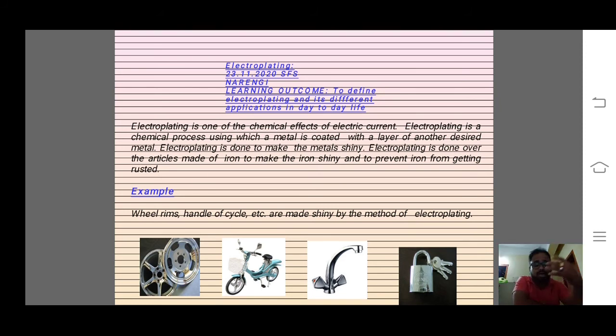But what is the methodology of electroplating? Okay, what is the methodology of electroplating and how is electroplating done? What is the basic principle of electroplating that we should understand first, so that we will be able to know why electroplating is done and how the plating of the metal or the coating of the metal is done on the top of any metal.